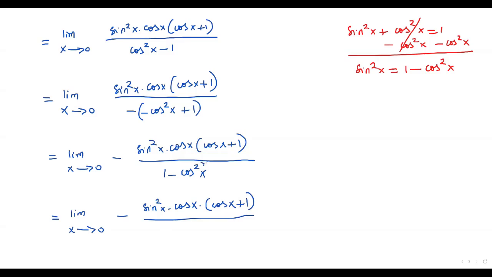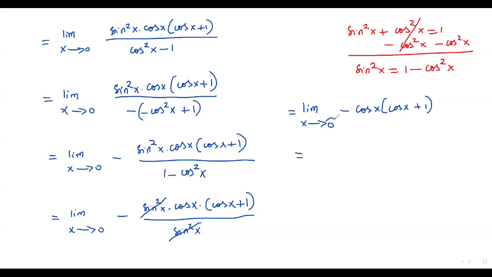And already we got the stuff that is equivalent to 1 - cosine square x. It's over here. We know that sine square x = 1 - cosine square x, so we can plug in sine square x for this 1 - cosine square x. So I'm writing sine square x over here. The sine square x will cancel out. Then I'm getting the limit as x approaches 0 of - cosine x times (cosine x + 1). That's all the simplification we can do.